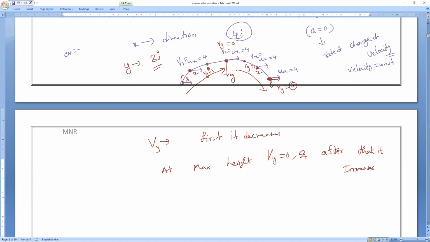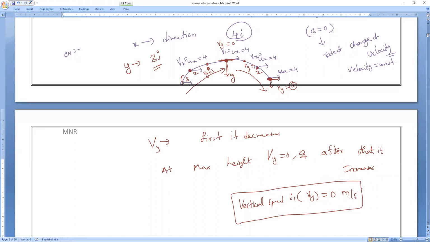So if you notice, all of you observe the point of maximum height. What is the vertical speed here? At the maximum height, the vertical speed Vy is equal to how much? At this point, Vy is 0 meter per second. So that is what you have to remember. Okay, everybody understood? So this is what is called projectile motion.